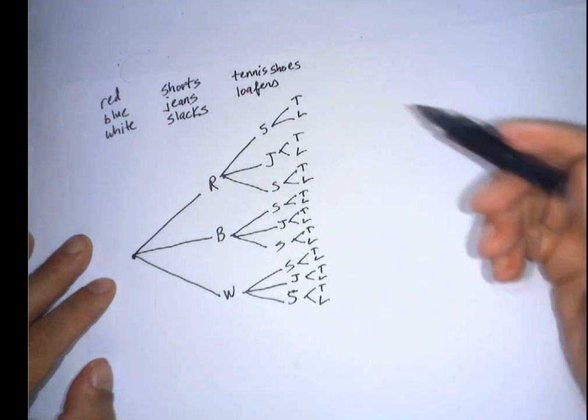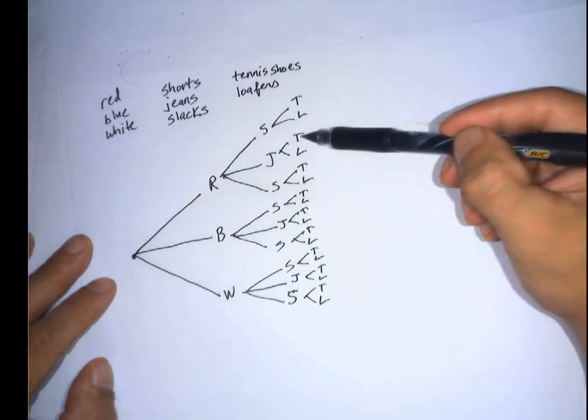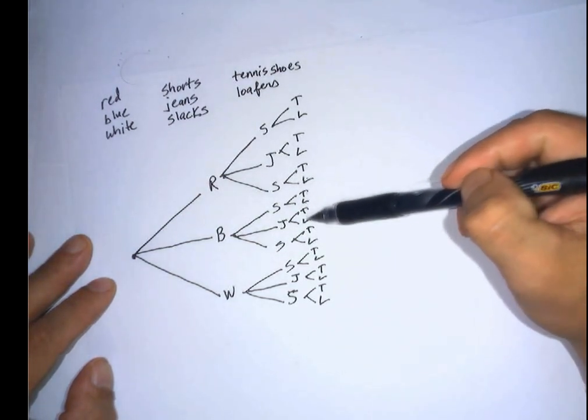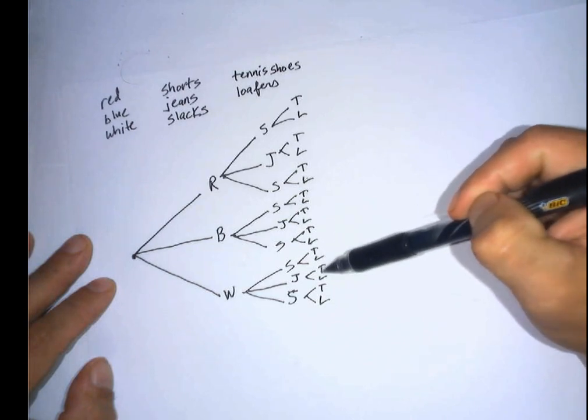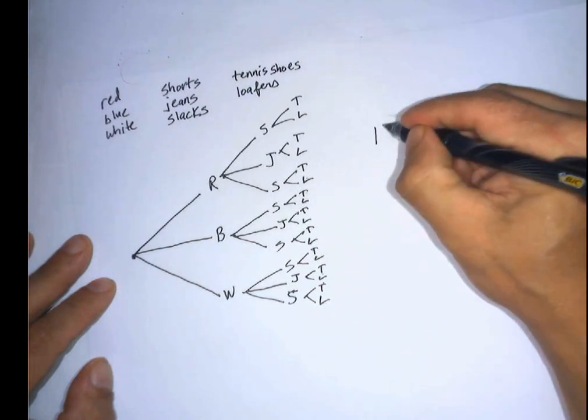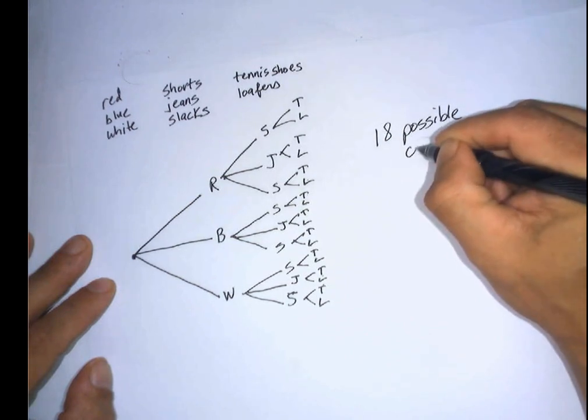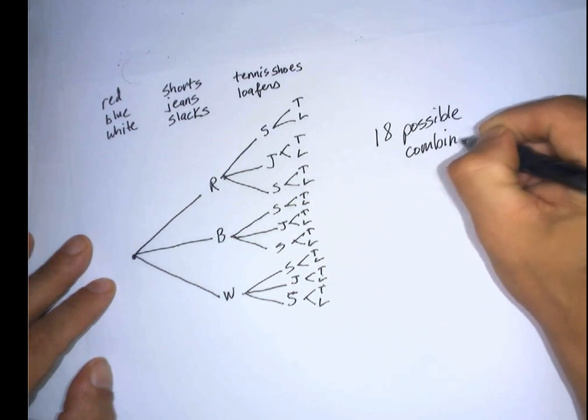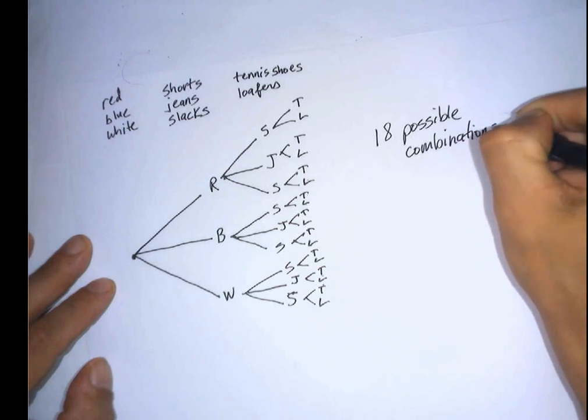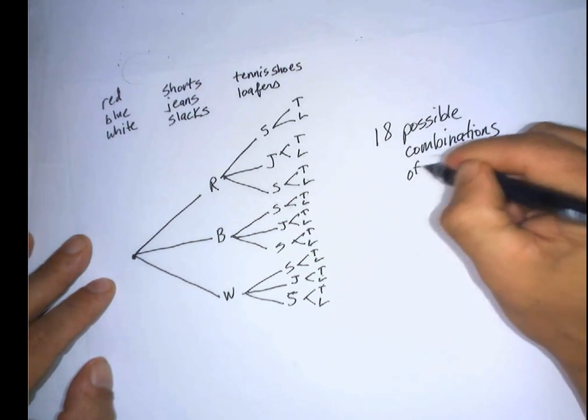And how many different combinations do we have? We have 1, 2, 3, 4, 5, 6, 7, 8, 9, 10, 11, 12, 13, 14, 15, 16, 17, 18 possible combinations of outfits.